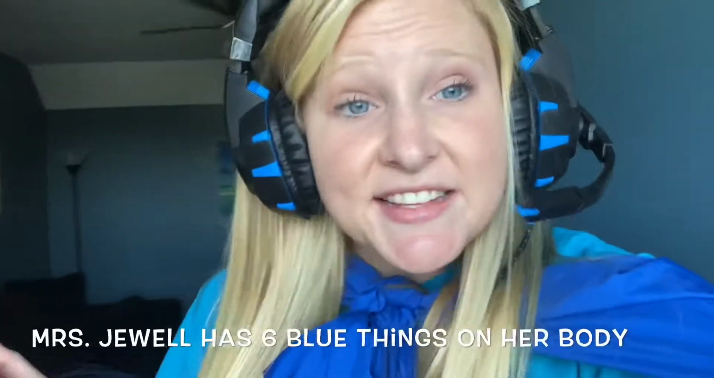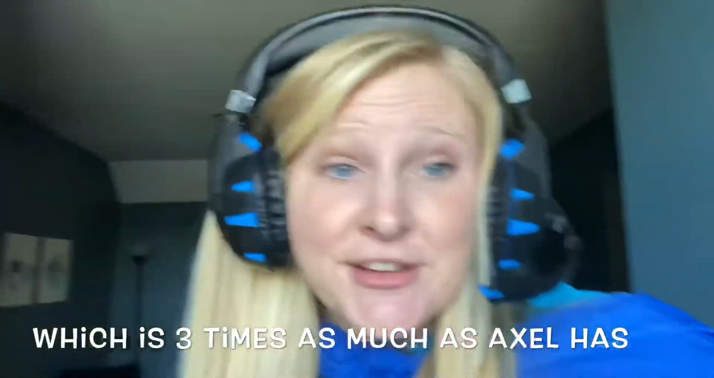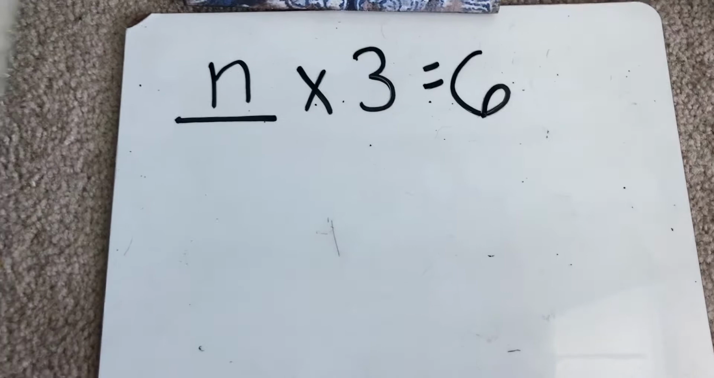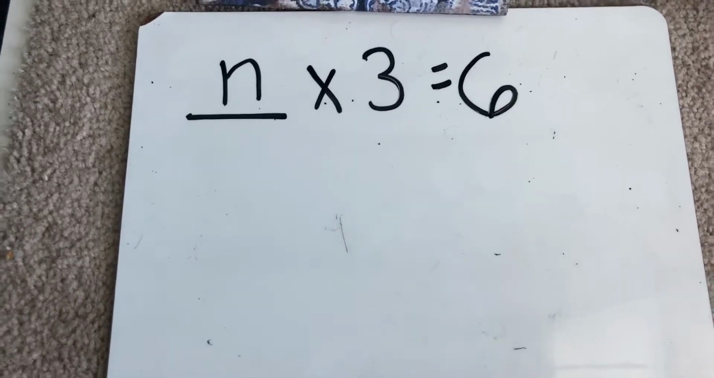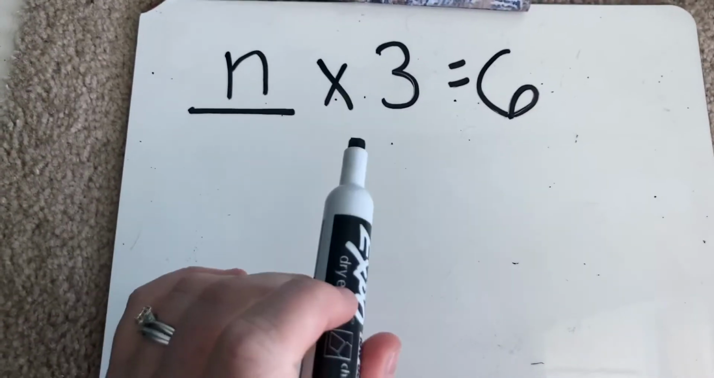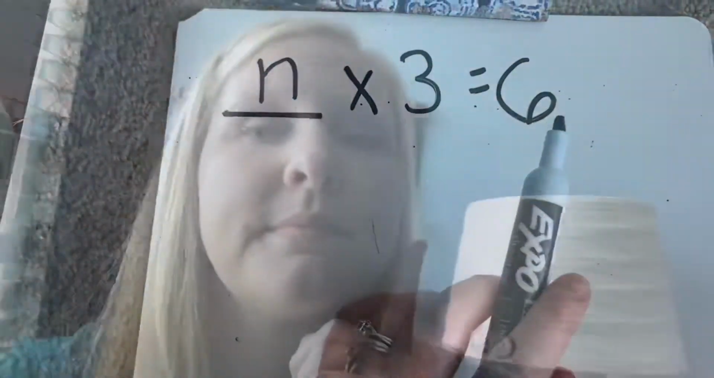Miss Jewell has 6 blue things on her body. 1, 2, 3, 4, 5, 6. Which is 3 times as much as Axel has on his body. So how many pieces of blue does Axel have? First, I gotta ask myself, who has more? Well, Miss Jewell has 6 pieces of blue on her body, which is 3 times as much as Axel has. So Miss Jewell has more pieces of blue on her body, so I have to ask myself, what times 3 is going to get me 6?